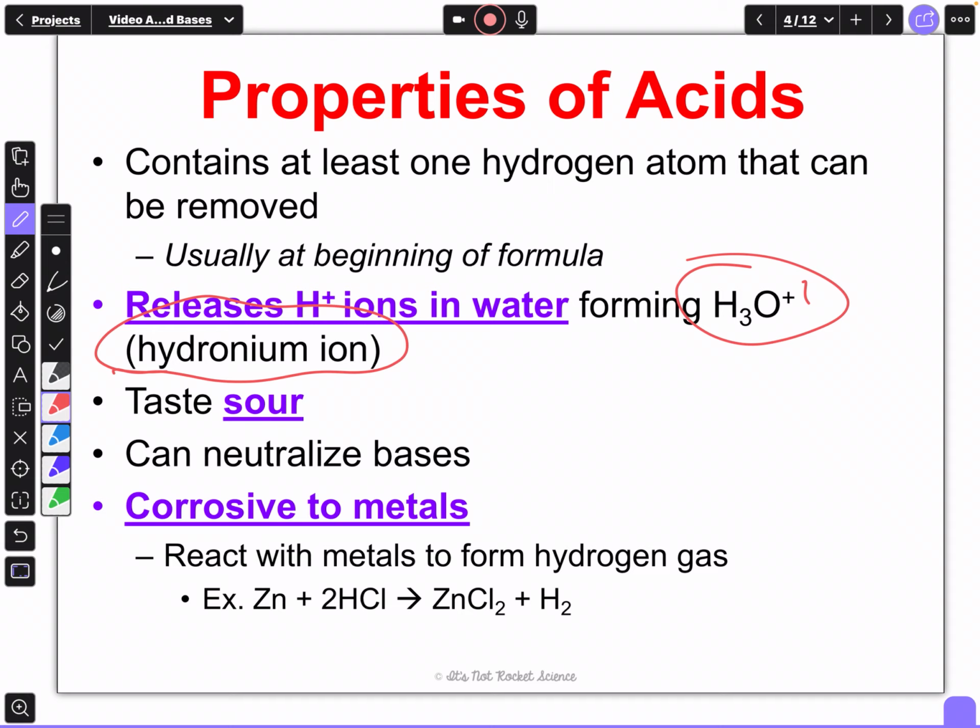And they are corrosive to metals. They react with metals to form hydrogen gas. So if you notice, if you have zinc as one of your reactants on the left side of the arrow reacting with HCl, which is hydrochloric acid, the products will be zinc chloride and hydrogen gas. So when they react with metals, they always form hydrogen gas on the right side.